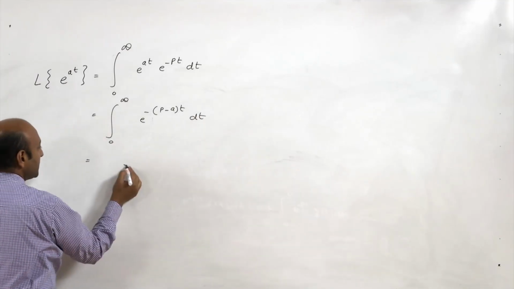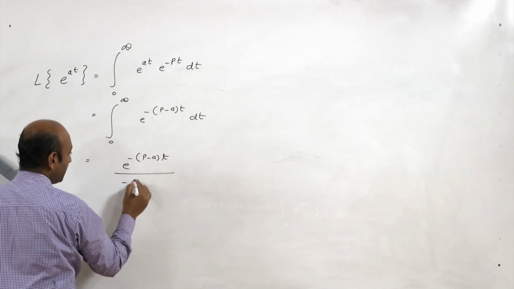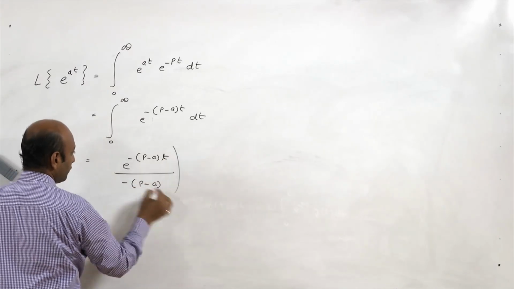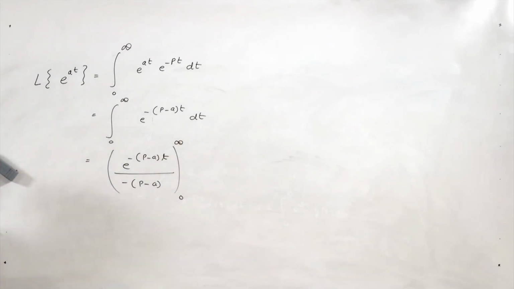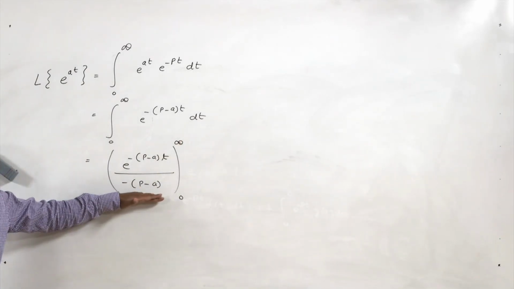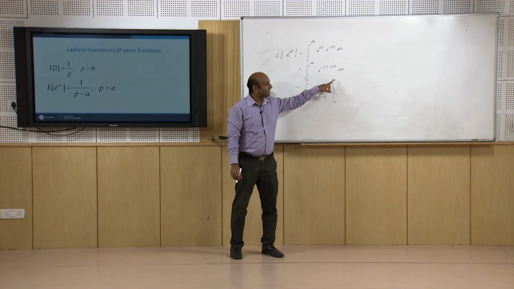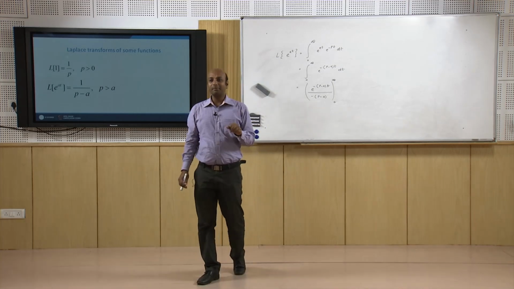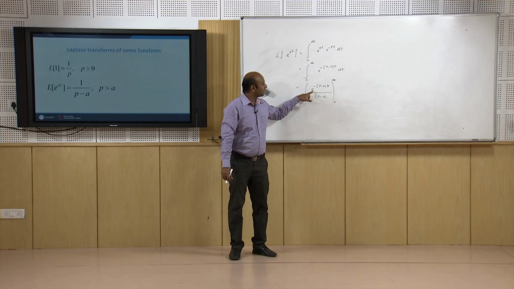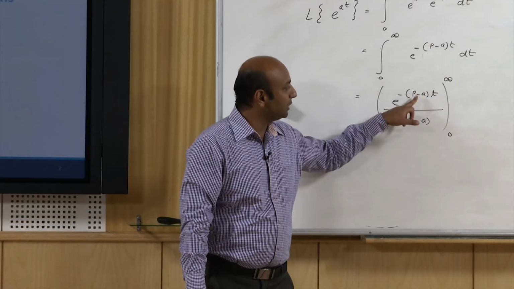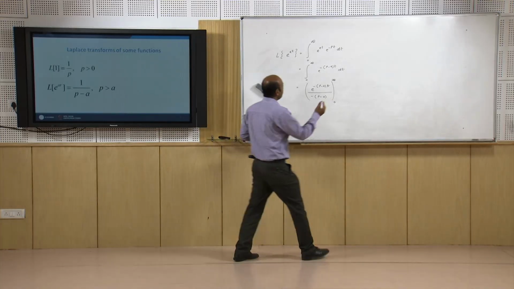It is nothing but integral 0 to infinity e to the power minus (p minus a) times t dt. We integrate it, so it is nothing but e to the power minus (p minus a) t upon minus (p minus a), from 0 to infinity. So again, in order that this limit exists and this integral has some value, this must tend to 0 as t tends to infinity. So we assume that p minus a is positive, because only then e to the power of a negative quantity will tend to 0 when t tends to infinity. So we assume that p is greater than a.